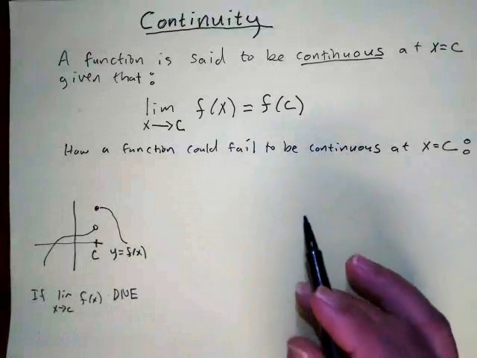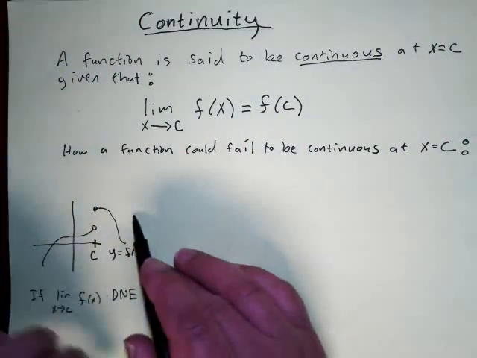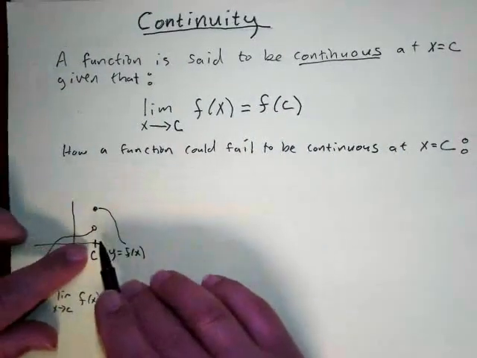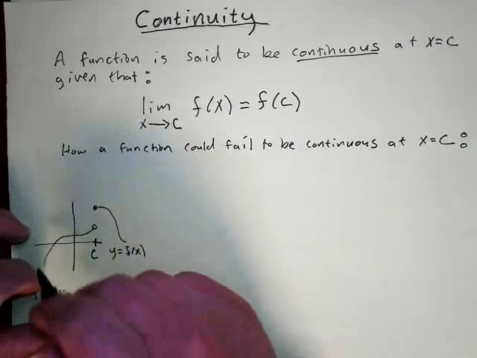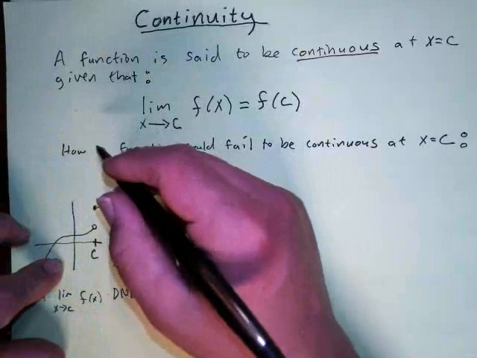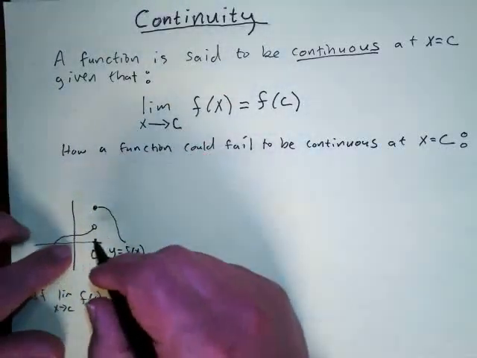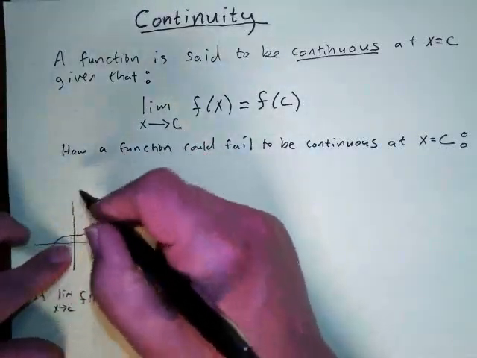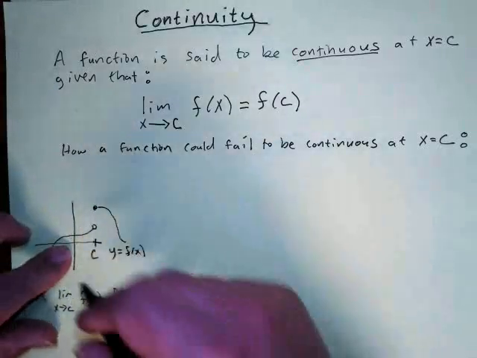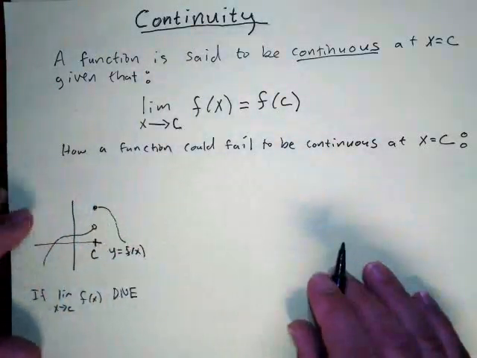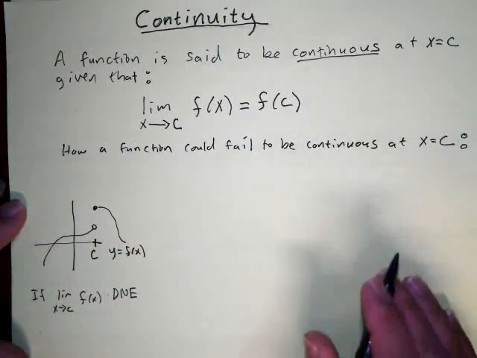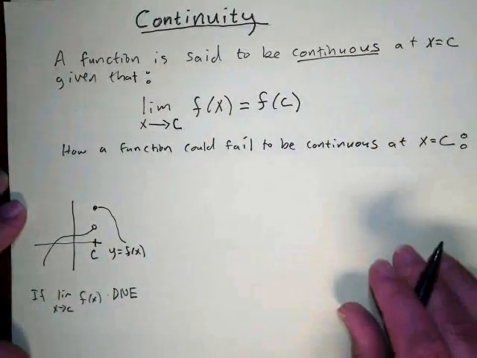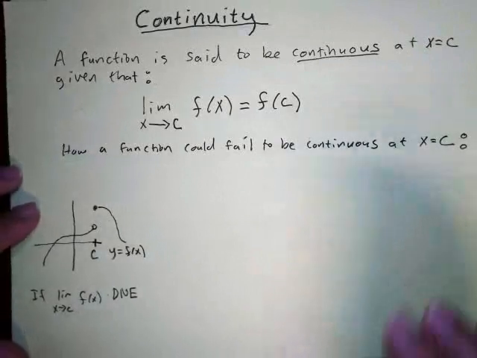And of course there's other ways that you can not have a limit here. It doesn't have to be a broken hole in the graph. It could be a vertical asymptote with the graph going off into infinity. It could also be where the graph oscillates up and down forever, like sine of 1 over x. So the point here is if it doesn't have a limit, then it can't be continuous at that point.